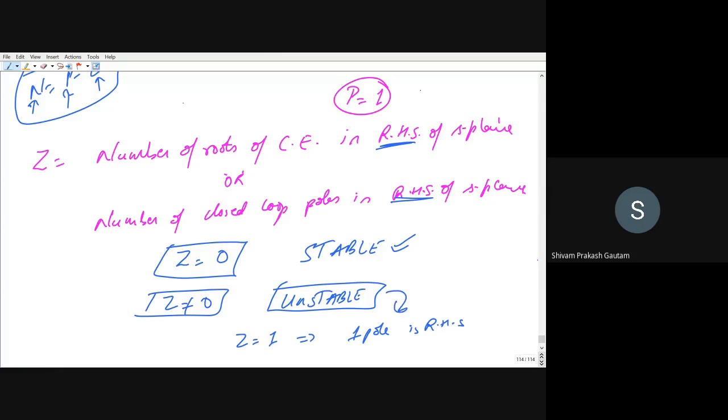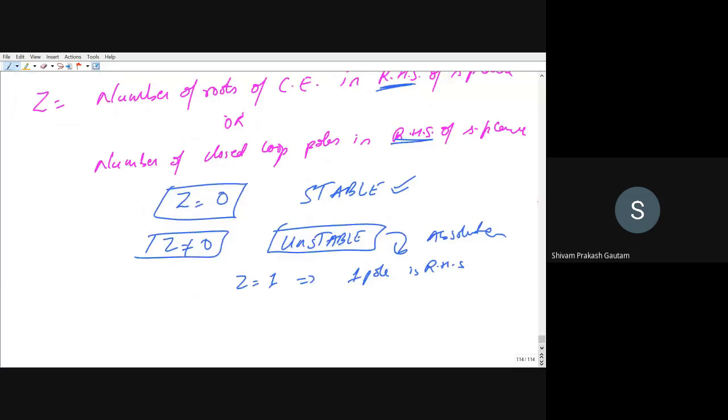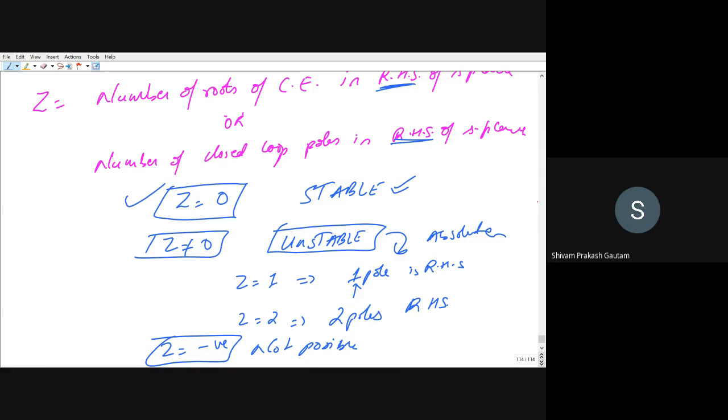Now you can see what absolute stability is. We have found out that the system is unstable, and on top of that, we have knowledge that because of one pole, our system is unstable. If Z is equal to 2, that means two poles are on the right hand side. So similarly, you can find it out. Z can never be a negative value. This is not possible. Either Z will be 0 or Z will be positive.